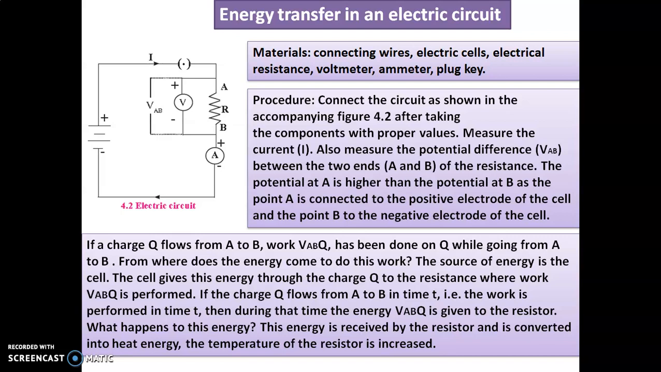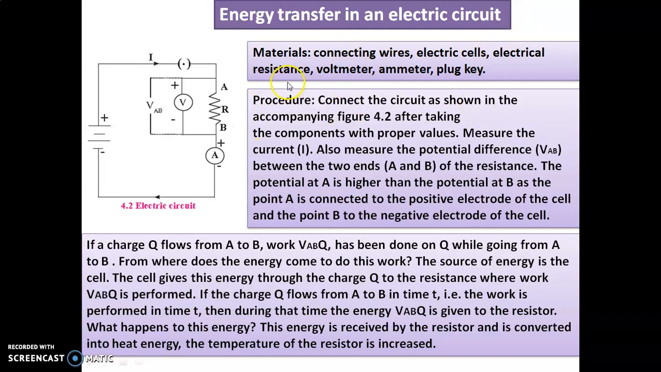What is the source of energy? Of course, we know that the electrical cell gives this energy. The cell gives this energy through the charge Q to the resistance, where work VABQ is performed. If the charge Q flows from A to B in time t, that is, the work is performed in time t, then during that time the energy VABQ is given to the resistor.